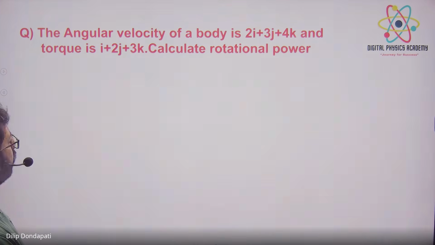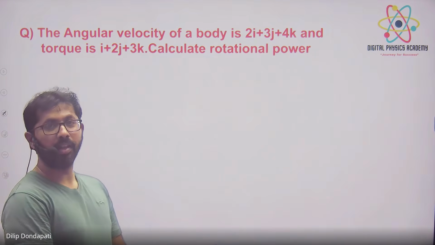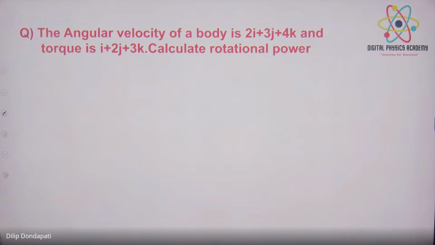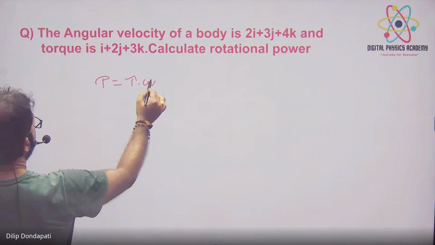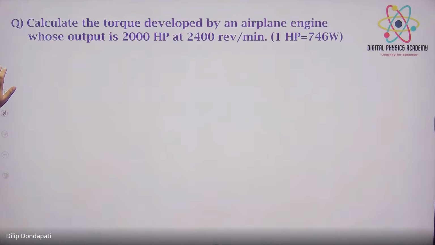So 3 i cap plus 6 j cap plus 1 k cap. In the dot product, i cap will not come with j cap. Power is a scalar quantity. So 20 watts is the answer. So what's the unit? Watts. Tau dot omega, right? Yeah, so I got 20. Okay. Next.